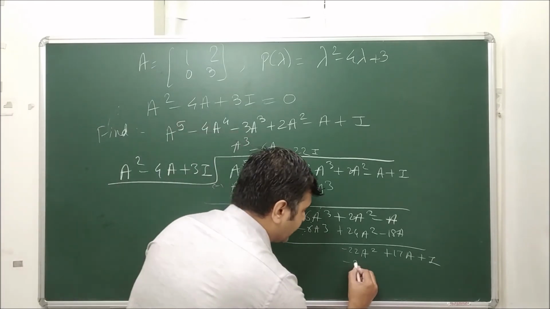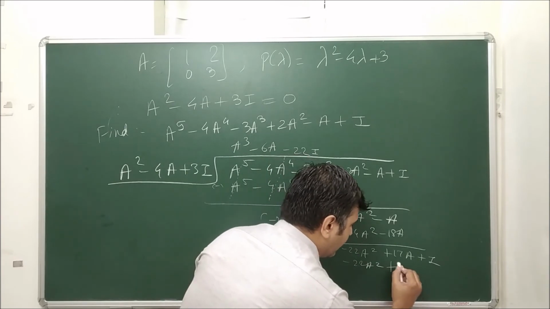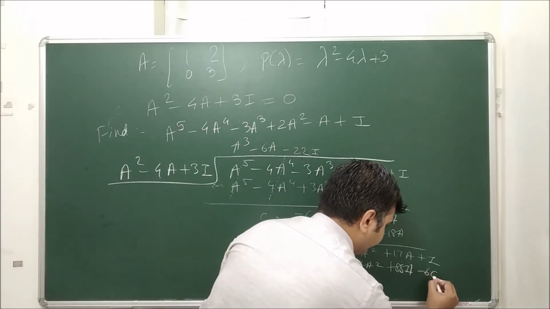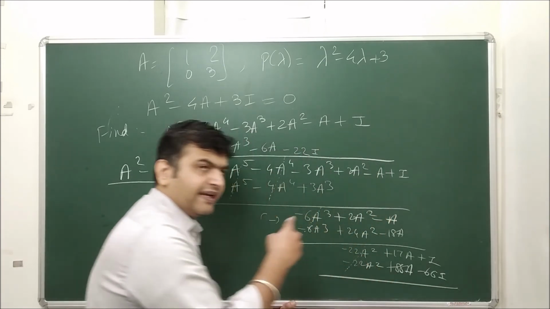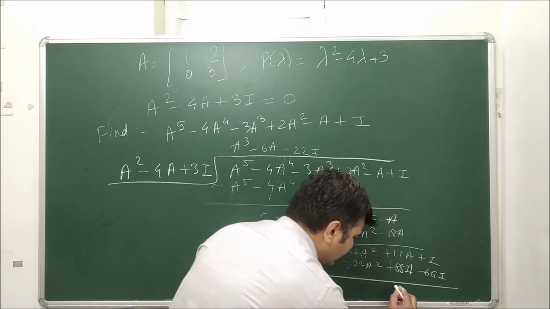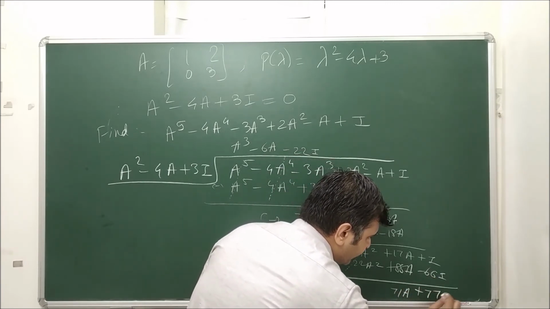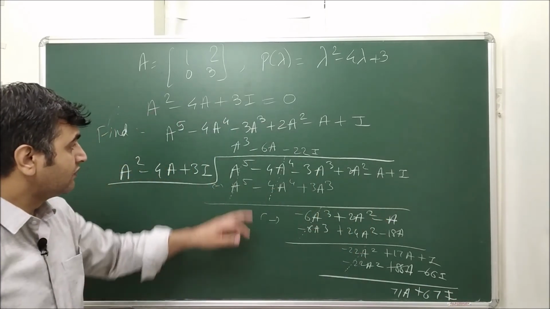So what you get is minus 22A square, this is 88A and 66I. When you subtract, this goes away. 88 minus 17 will come out to be 71A, and this is 67I. So what is a dividend?